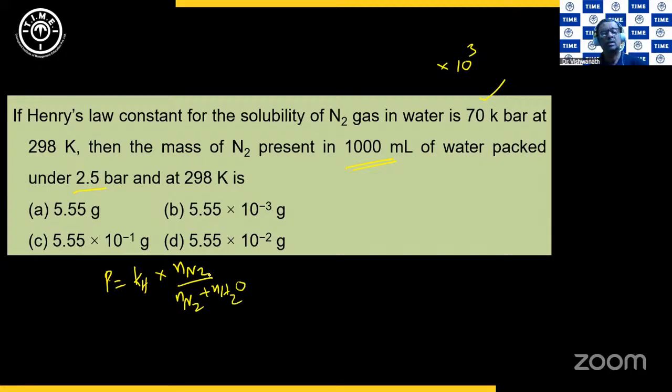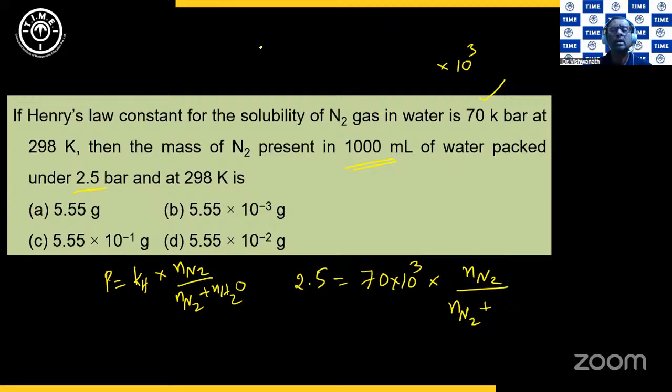There we had taken up carbon dioxide and here we are taking nitrogen. Pressure is how much? 2.5 bar. So put that here, 2.5 equals KH 70 into 10 cube, which is in bar now. It was given in kilobar there, into number of moles of N2 by number of moles of N2 plus 1000 ml of water. 1000 ml is the same as 1000 grams because you know that the density of water is 1 gram per ml, right? So shall we say 1000 divided by 18, which is the molar mass of water? I'll ignore this number of moles of N2 like what we did in the previous question.